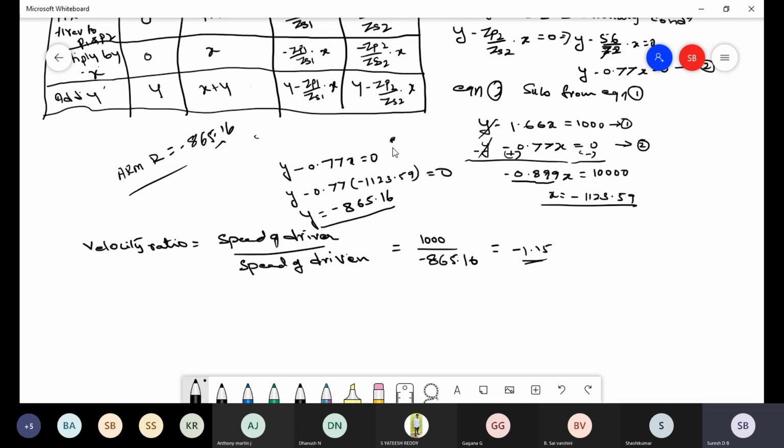Always use the same formula for finding the velocity ratio of any gear train. Suppose the gear train has 3, 4, 5 or 10 gears, you can use the same formula: velocity ratio equals speed of the driver gear divided by speed of the driven gear or driven shaft.